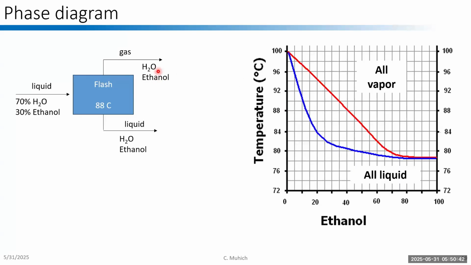When I'm doing a flash unit, I often want to separate things, right? I want some new fraction of water and ethanol in one phase and water and ethanol in the other phase. So I want to be working in this envelope, which says that there's some liquid and some vapor. When I take this mixture of ethanol and water, I can go on here. I have 30% ethanol.